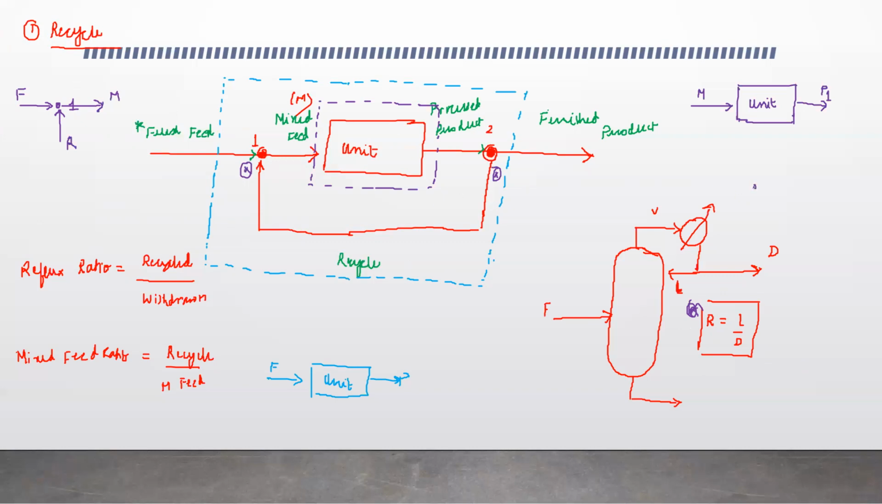And similarly about point number 2, if this is your point number 2. So R, then you have processed product and your finished product. So altogether, you can have 4 different material balance equations. So there are 4 scopes for material balance in recycling. Okay, in case of recycling, this is how you can perform material balance.